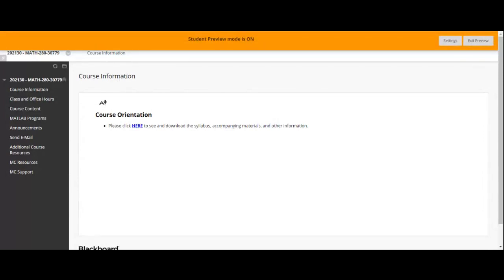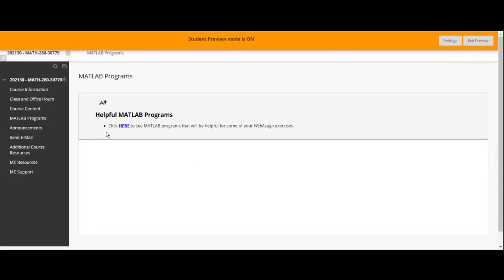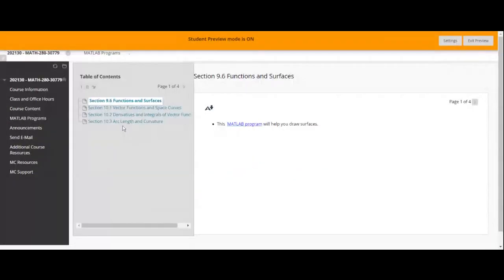So again, where do you think you're going to go? Where do you think you need to go to find what we need here? We need a MATLAB program, so we're going to go to MATLAB programs. We'll click on it. Click here to see helpful MATLAB programs. This relates to arc length, section 10.3. This MATLAB program will help you numerically integrate a function of one variable.